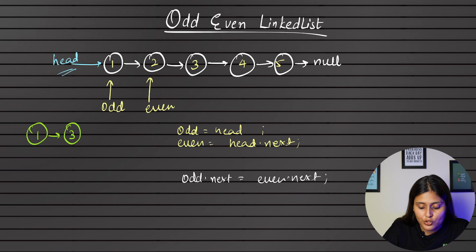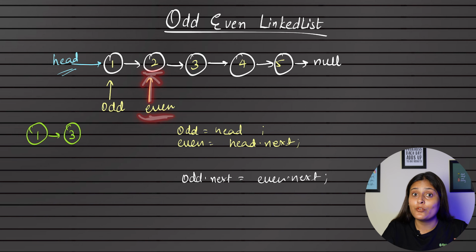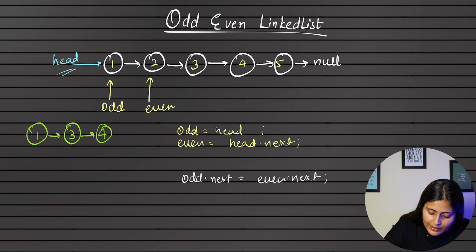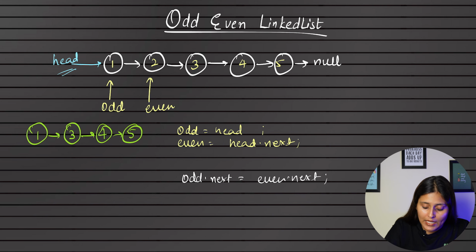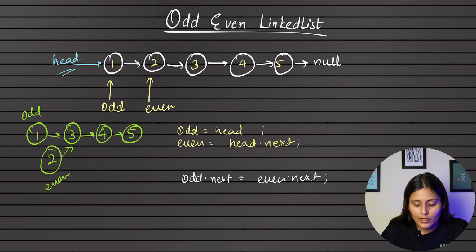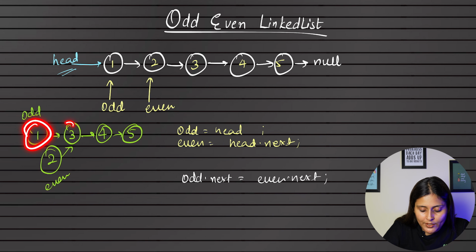Now if you're thinking we lost 2, no, we haven't lost it. Why? Because the even pointer is still storing the address of 2. Correct? So now 1 is connected to 3, and then 3, 4, 5. It looks like this. And 2 is still connected to 3. Okay? So this is odd, this is even.